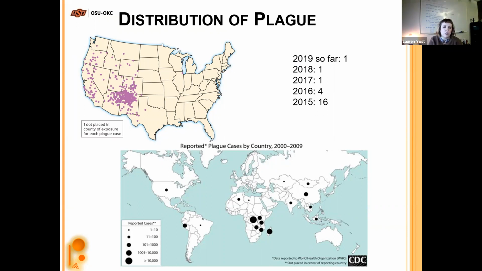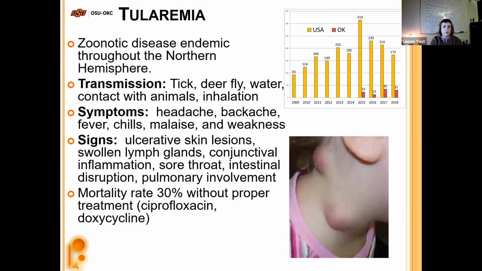Okay, this is just how it's distributed in the world right now. We do have populations of prairie dogs that do carry the plague. It's just normal. It's always kind of been there, so no worries there. Just don't get flea bites from the fleas on prairie dogs. Next is tularemia. This is a zoonotic disease in the northern hemisphere, the normal hemisphere.